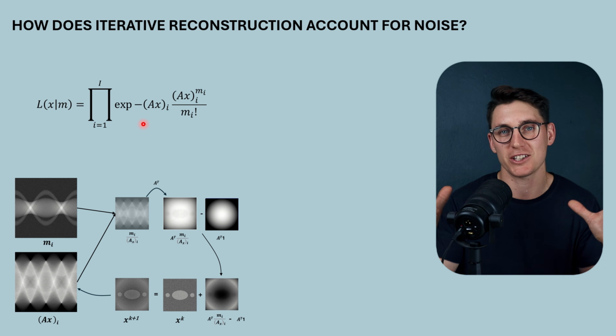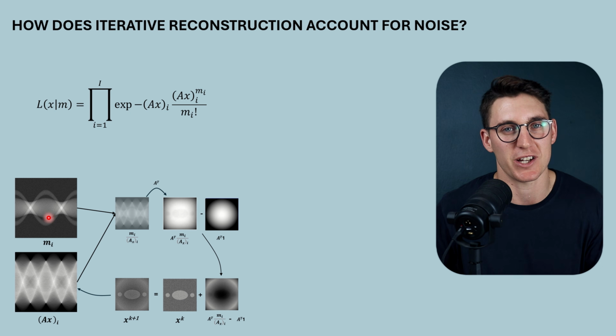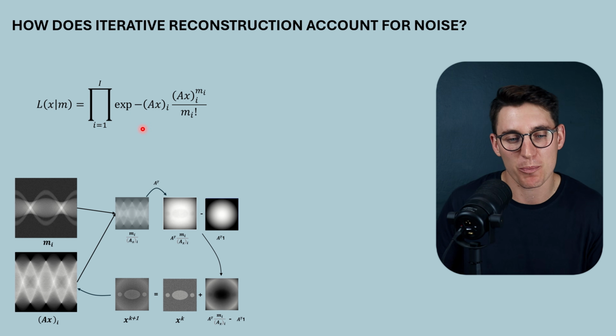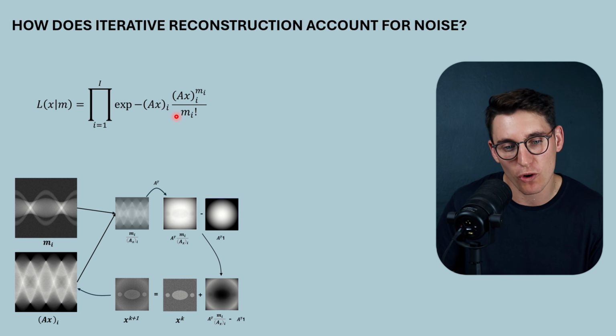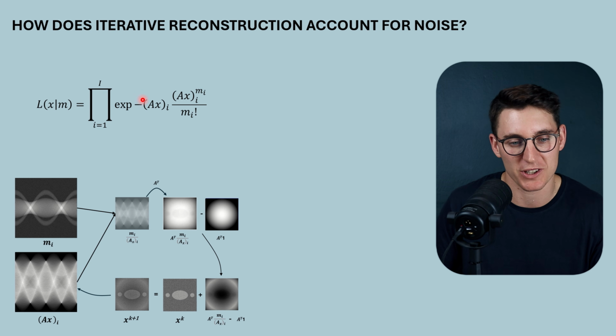The whole goal of iterative reconstruction is to find an image prediction that has the highest likelihood or the highest probability of matching our projected data that we've measured with the CT machine. I hope that makes sense. This just adds up the product of those likelihoods over all of our detector elements. Now this is computationally quite difficult.